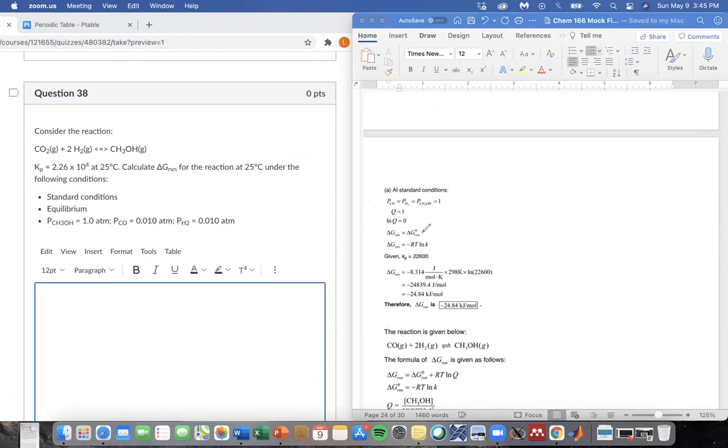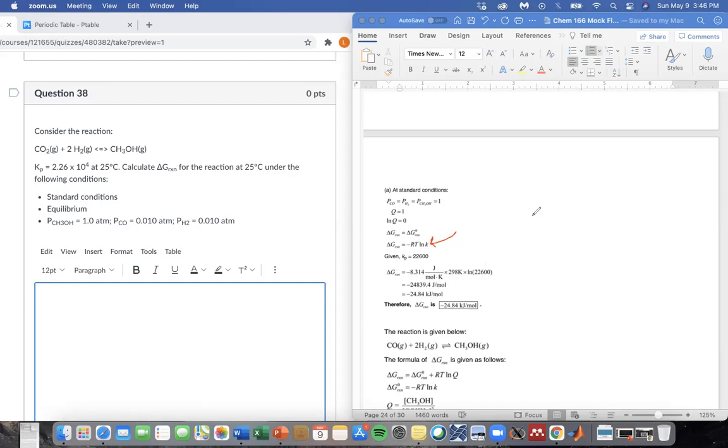And so your delta G is just going to equal your delta G standard. Your delta G of your reaction here will just be negative RT ln of K, because it's your delta G standard. Since delta G standard equals this, you can just plug in your K value, which is 2.26 times 10 to the 4th. You plug that in here and make sure you're using the right constant, and you would get negative 24,839.4 joules per mole. If you convert that into kilojoules, it would be negative 24.84 kilojoules per mole. And that would be your delta G of reaction.